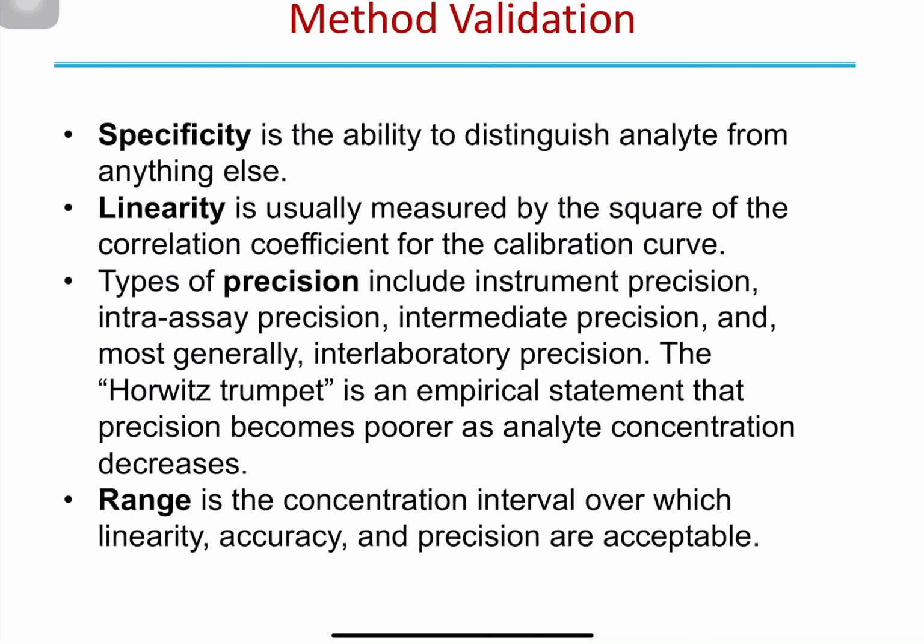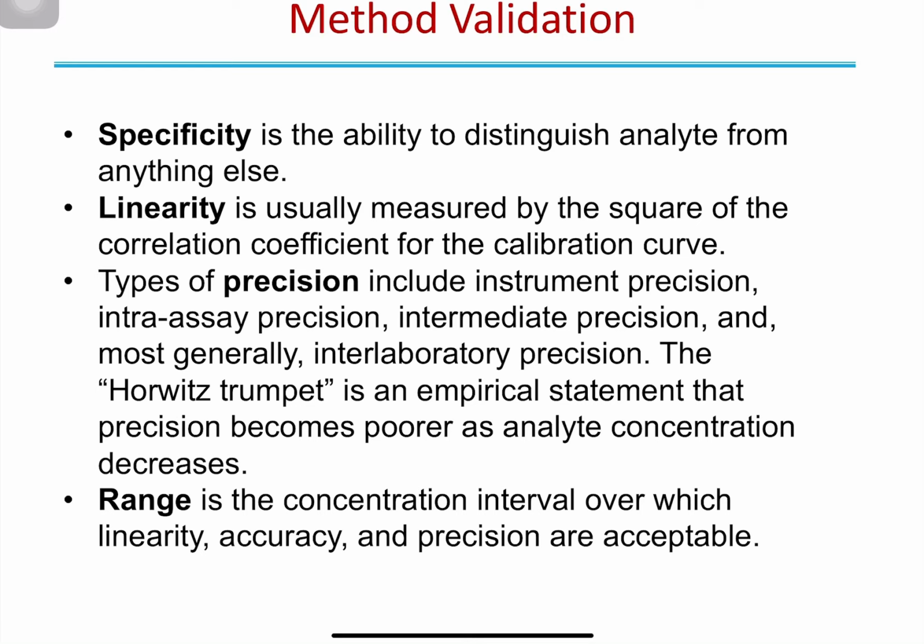So first of all, the specificity. Specificity is the ability to distinguish the analyte from anything else. It's very important that your analytical method is specific and able to distinguish the analyte from all the other chemicals or all the other things that may interfere with your analysis. So it must be selective and it must be specific.